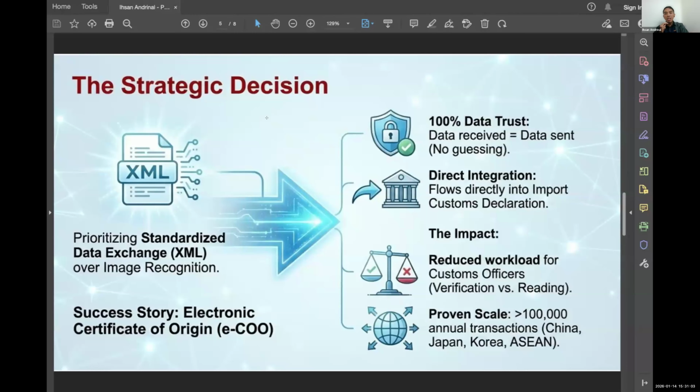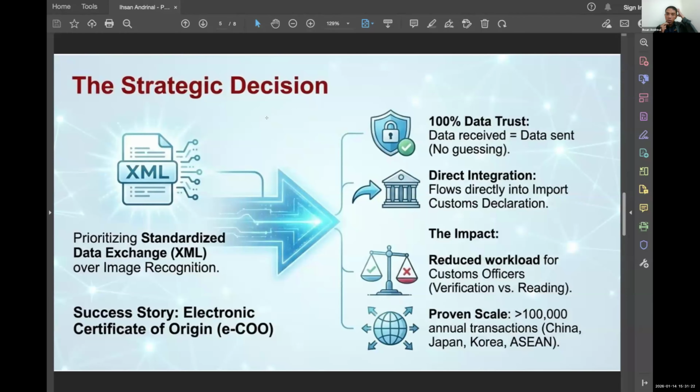The COO is integrated directly into the import customs declaration flow. This makes the customs officer's job much easier. They don't have to read a document. They see validated data on their screen. This builds trust and speeds up clearance significantly.